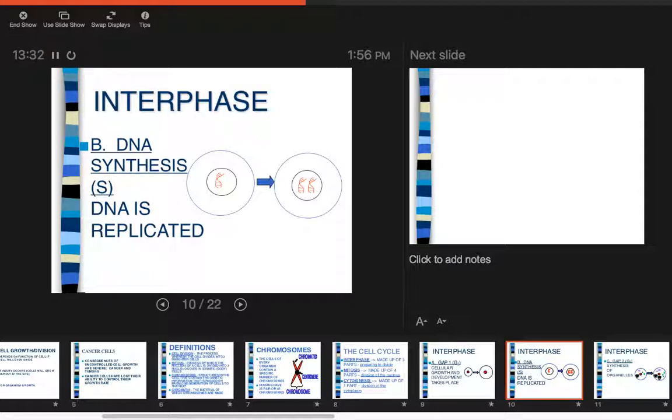Okay? I promise you're going to need to know this one. You might put a little star by the S phase, because that is definitely something that you're going to see again throughout the unit. DNA is replicated during the S phase of interphase. Okay?